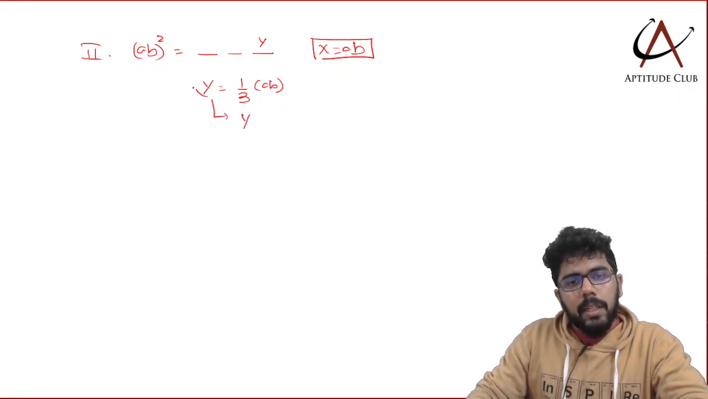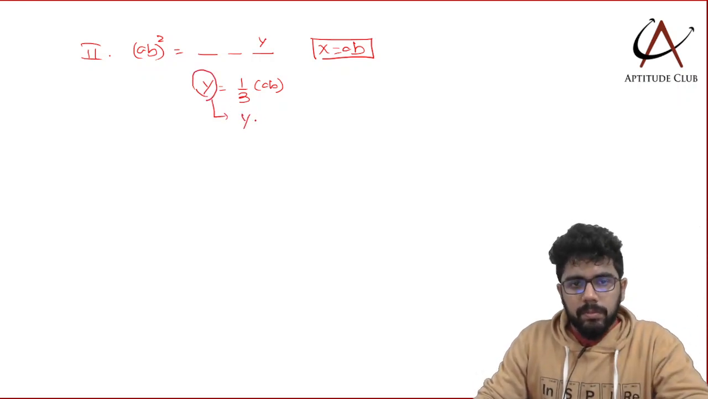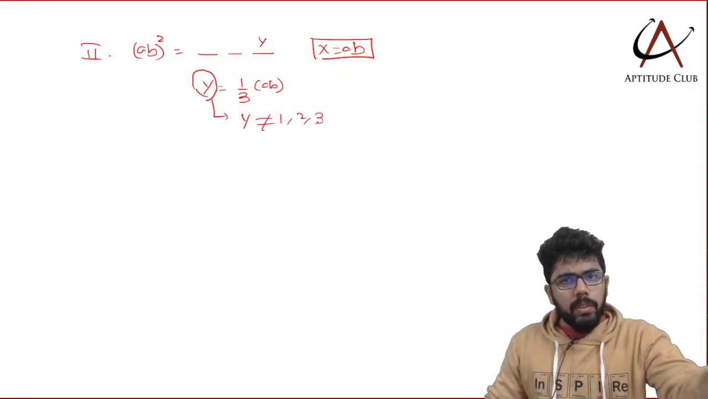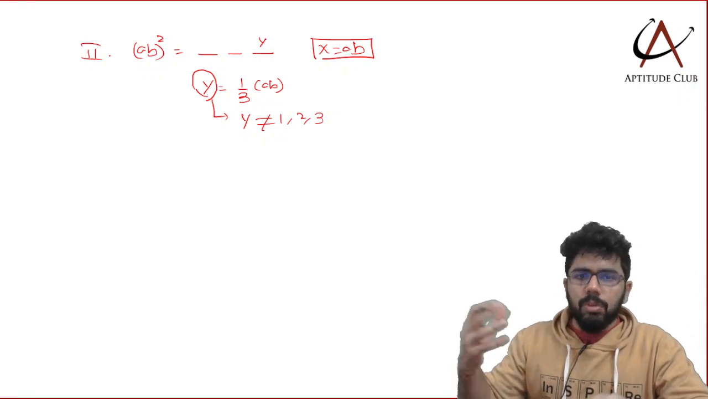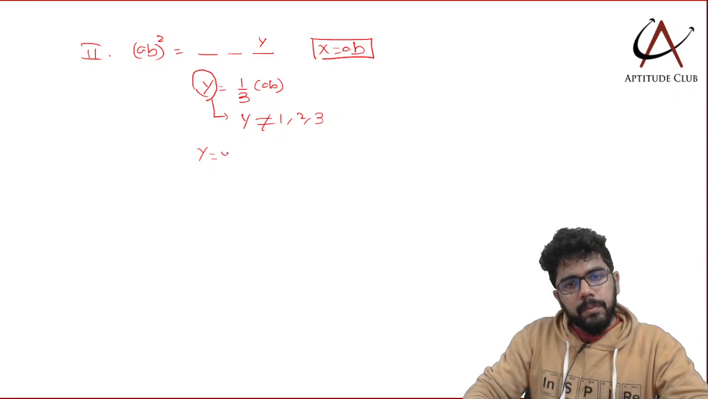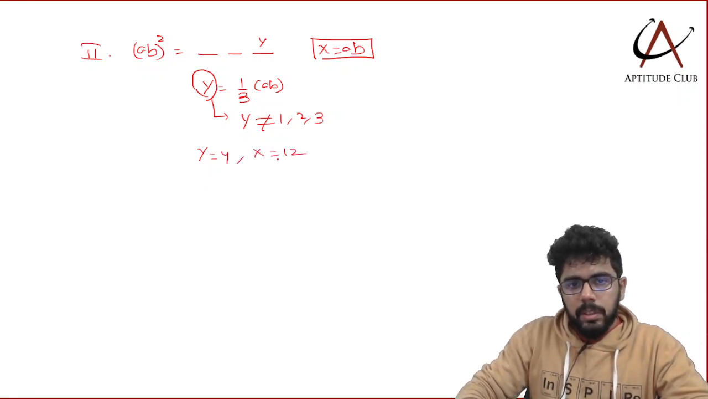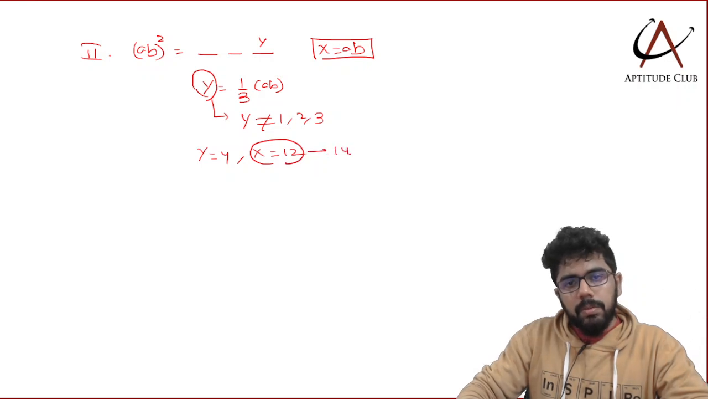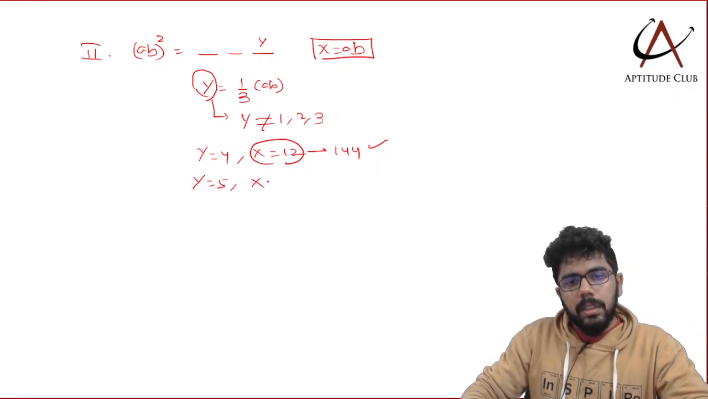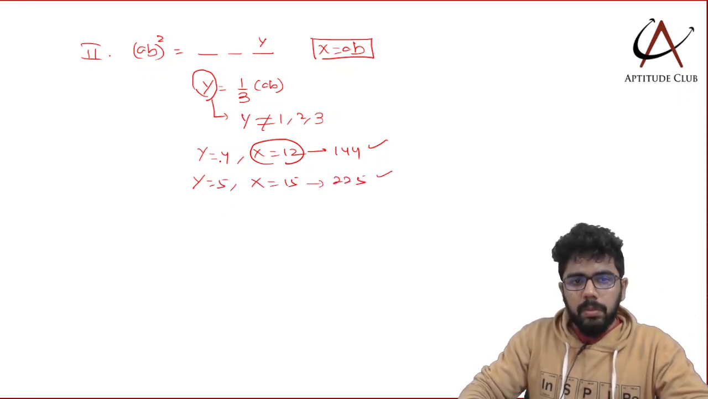So y I cannot take as 1, 2 or 3, because 3 times y will give Nadim's age, and Nadim's age is a 2-digit number. 3 times 3 is 9, so y can start from 4. y can be 4 and Nadim's age can be 12. But when you square it, 12 squared is 144. This is possible. I can take y as 5 and Nadim's age is 15, and 225. This is also possible. Here the unit digit is 4, and here it is 5.